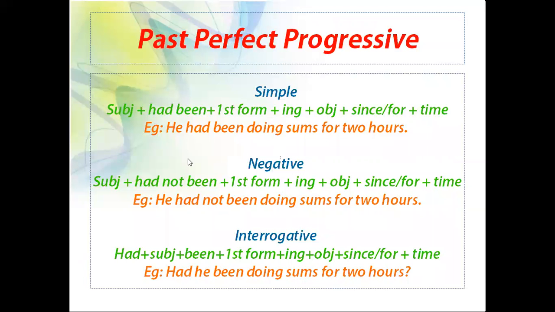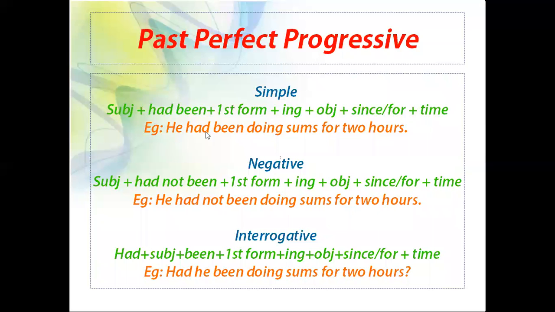Next, we are going to see past perfect progressive. What is past perfect progressive? It is otherwise called past perfect continuous. So this is the structure for past perfect continuous. In simple: subject plus had been plus first form plus ing plus object plus since or for plus time.